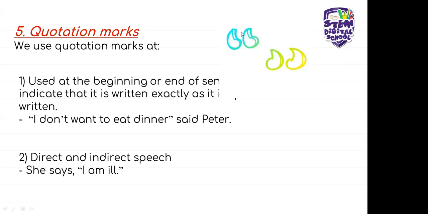Okay, the last one, quotation marks or inverted commas. We use quotation marks at the beginning of a sentence to indicate that it's written exactly like it said. Okay, so "I don't want to eat dinner," said Peter. Or direct and indirect speech: she says, inverted comma, I am ill, inverted comma. Okay, so I'm going to go to the exercises.